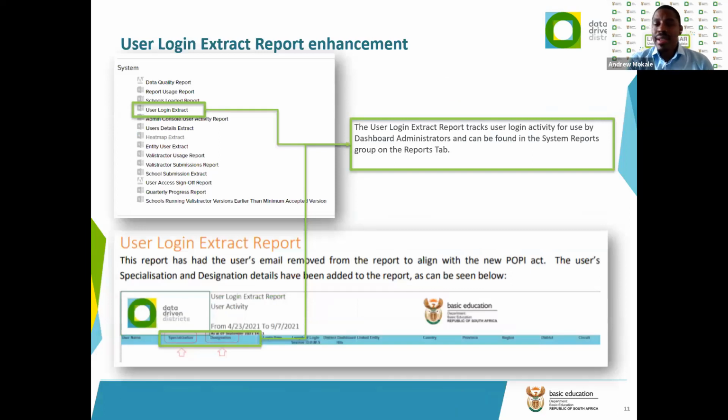And then lastly, looking at the user login extract report enhancement. This is part of the system report enhancement. This report reflects to you the login activity of users on the dashboard. It has been enhanced, again going back to the Protection of Personal Information Act that has been effective since July, to remove the actual email addresses of users from the report and replace them with the specialization and designation fields, as demonstrated there with the image at the bottom of the slide.